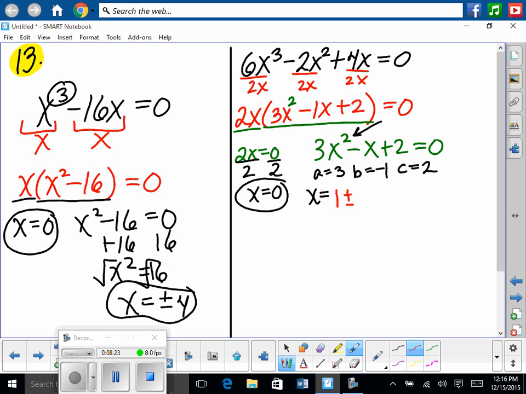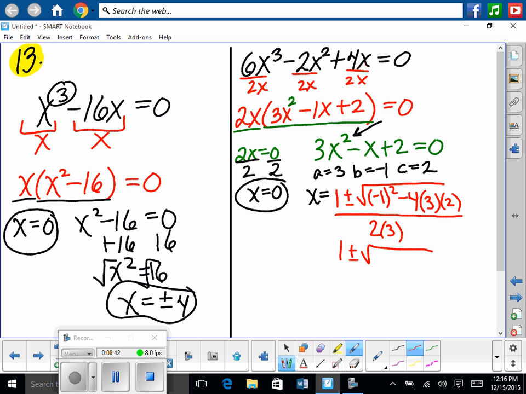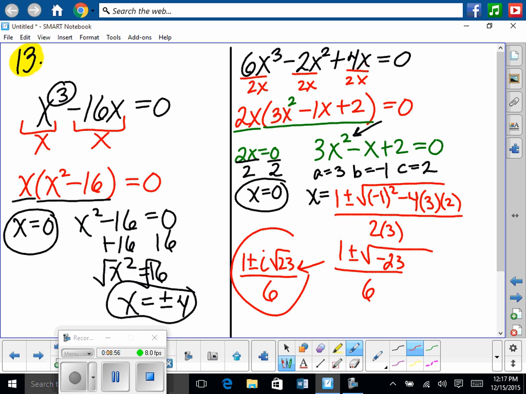So positive 1 plus or minus the square root. You've got to put that in parentheses. Minus, so b squared minus 4 times a times c. And that's all over 2 times a. So we have 1 plus or minus the square root. If you type that incorrectly, you're going to get negative 23 underneath. And that's all over 6. So simplifying that all the way, this would become 1 plus or minus i square root of 23 all over 6. And there's 2 more answers. So we have 1, 2, 3, which makes sense. It was degree 3, so we better have 3 answers.